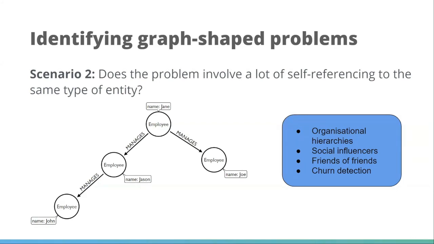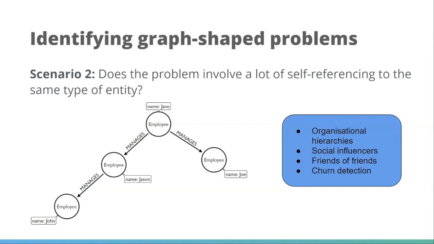Social influencers. This is an example of where we may want to understand how people are connected to each other, and some people will have a greater number of connections than others. If we think again about our coffee shop example, perhaps we want to find out who are the social influencers who are customers of ours, so we can target offers to them. This is a great example of looking at how people are connected to other people. Again, it's that self-referencing of the same type of entity. That entity is person, but obviously those are going to be different people.